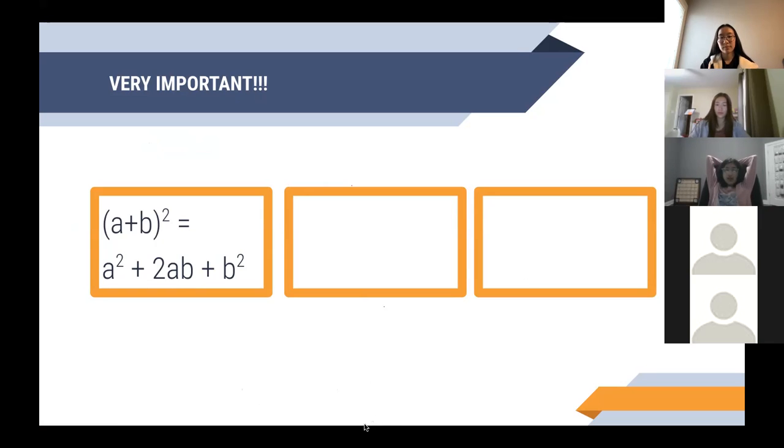I was taught that it's A squared plus B squared plus 2AB. That's the same thing, just rearranged. That works.